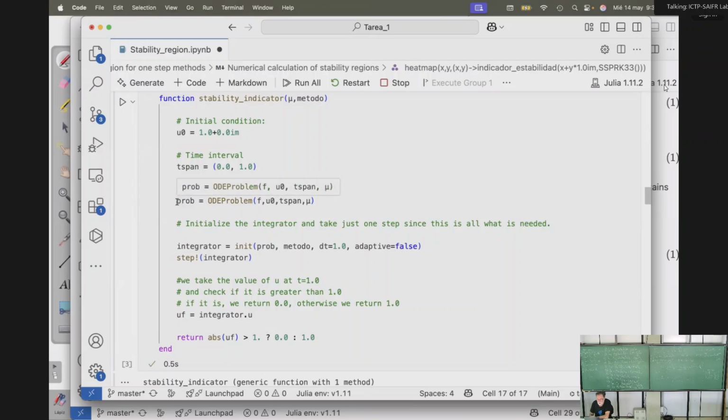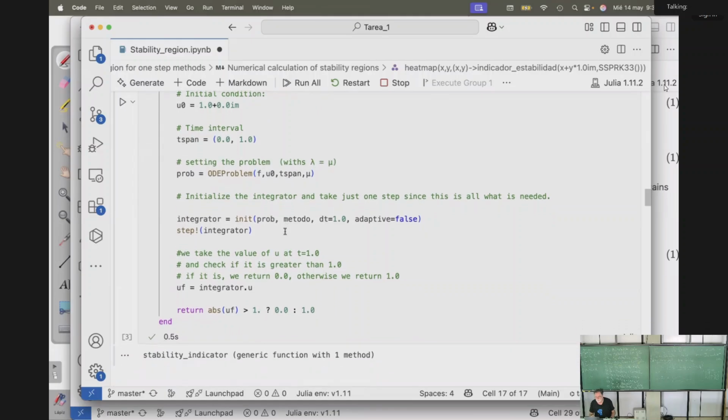And then it creates a problem. The problem is an instance, something that has many parameters, that is created automatically by this package. You put here the function, the initial data, the time span, and the mu, which is lambda in this case. And then you choose the integrator, and the integrator takes the problem and the method. So here you put the method you want to use.